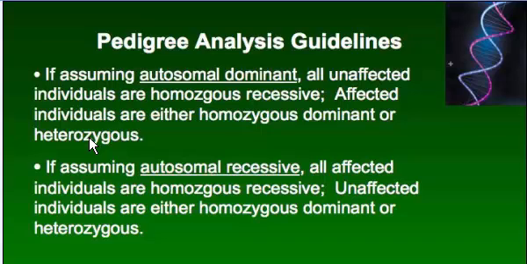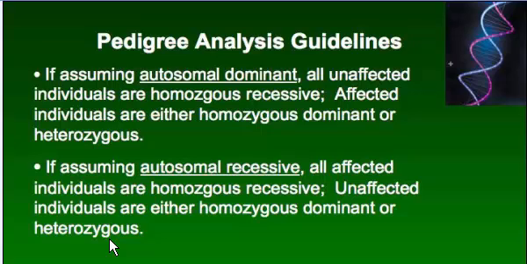Secondly, if you're assuming autosomal recessive inheritance, then you want to start with all the affected individuals. Why? Because if we're assuming autosomal recessive, we know the affected individuals must be homozygous recessive. And the unaffected individuals must be either homozygous dominant or heterozygous.